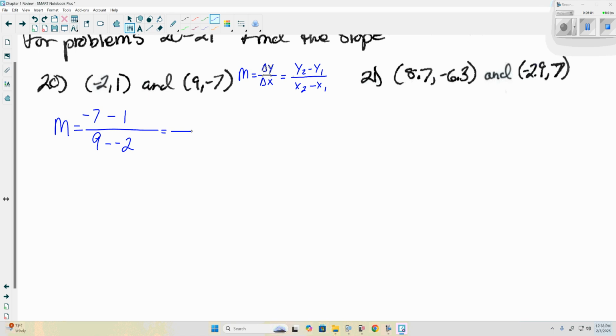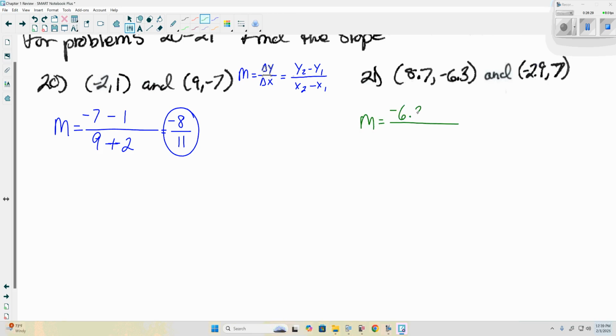And at this point, you can stick that whole thing in the calculator, let it do it for you. Or we can do it by hand. Negative 7 minus 1 is negative 8. The negative negative makes a plus. 9 plus 2 is 11. Negative 8 over 11 doesn't reduce, so that's our slope. So that's all that's for. 21, slope.